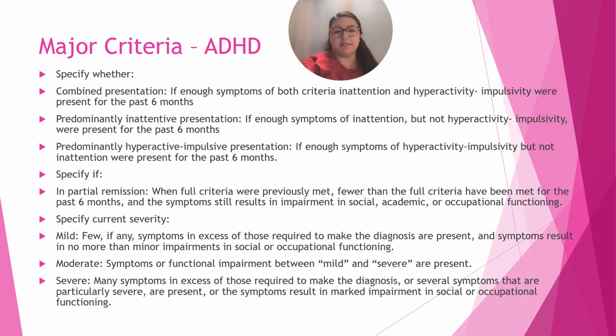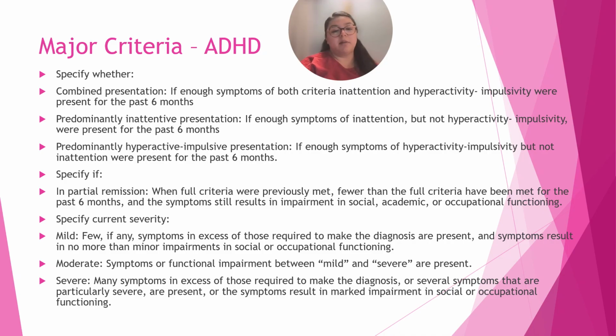So here we have some major criteria. These are specifications. These are going to be the things that just give you more insight to detail what a client is experiencing. So specifications, combination presentation: if there are enough symptoms for both criteria for the past 6 months, there may be a combined presentation. Predominantly inattentive presentation, if enough symptoms of inattention but not hyperactivity and impulsivity were present for the past 6 months. Predominantly hyperactive, right, again, for the past 6 months.